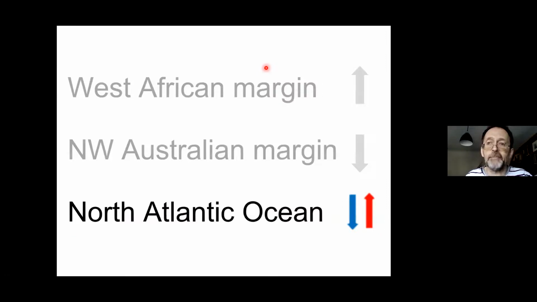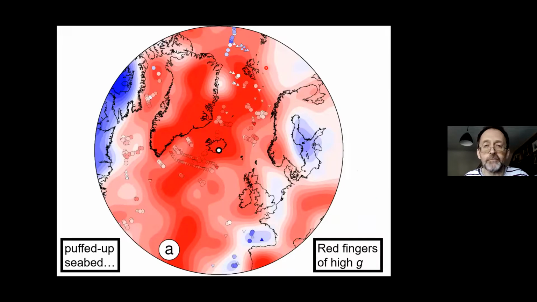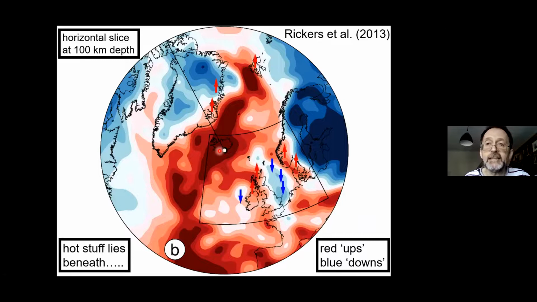So the last example, which I'll quickly finish with, is from the North Atlantic Ocean, where we see up and down movements. The North Atlantic continental margins, which are rift margins, are dominated in their thermal histories by the effects of the Iceland plume, which is shown here in terms of residual depths. So we can see the Iceland plume at depth.